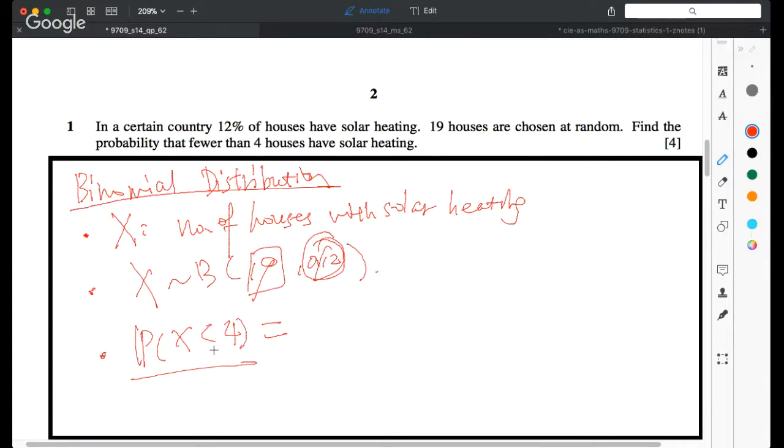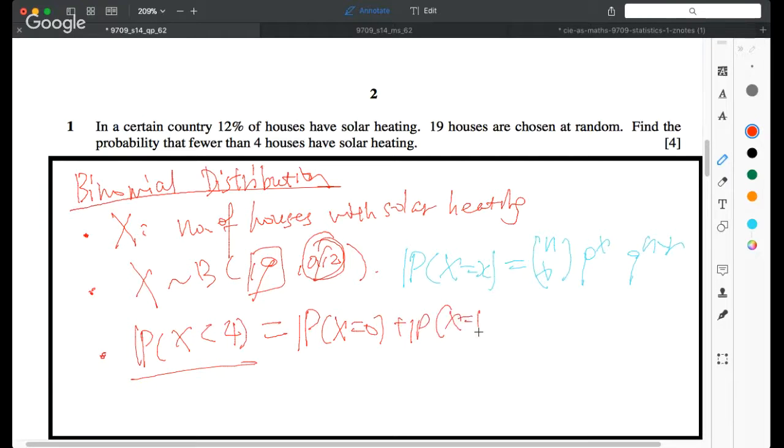In this case, fewer than 4 houses, so the probability of x smaller than 4. But what we know about the binomial distribution is that we only have the formula for the probability of x equals x, which is n choose x, p to the power of x, q to the power of n minus x. But we do not have a formula for the probability of an inequality. So we need to divide the case into all the individual parts, because we know that x can only take integer values.